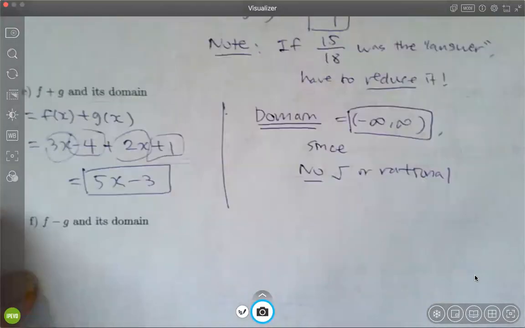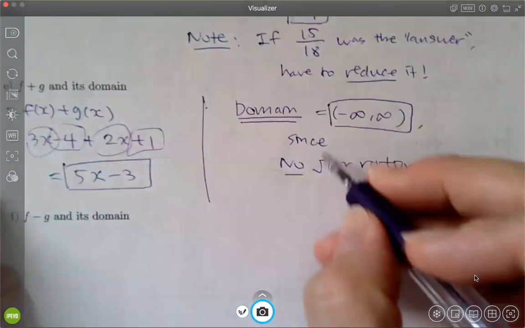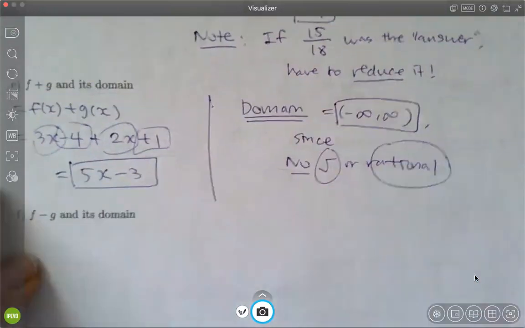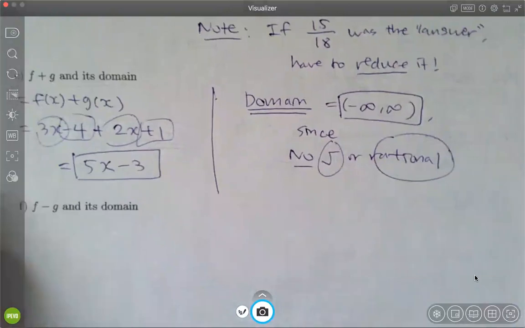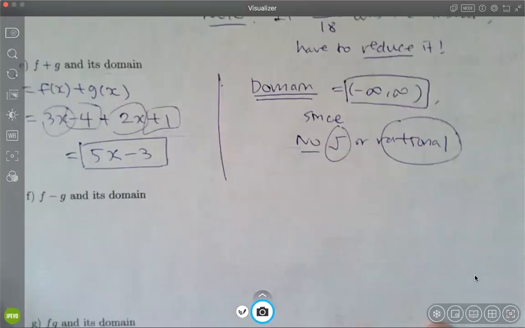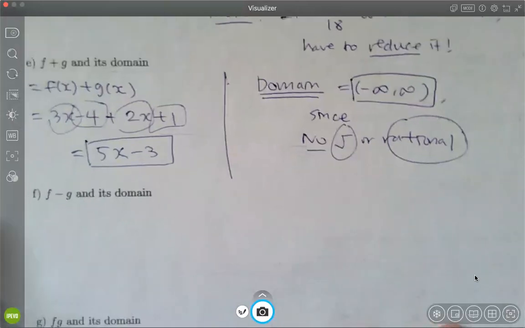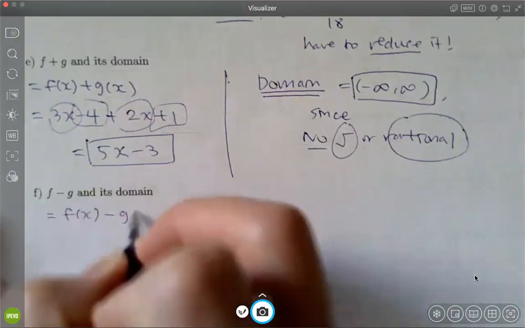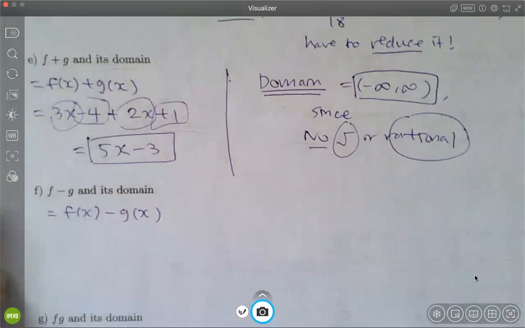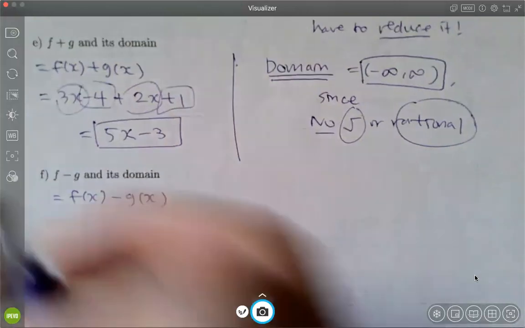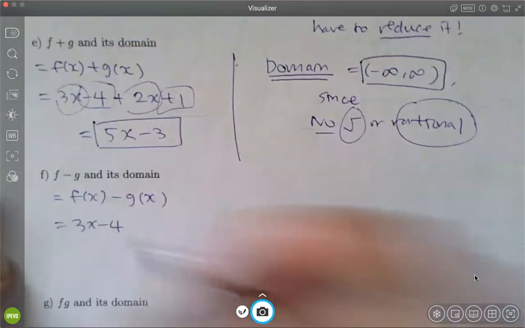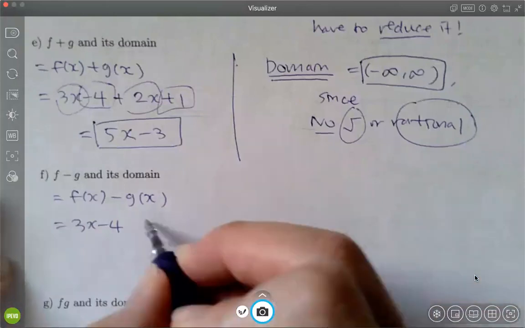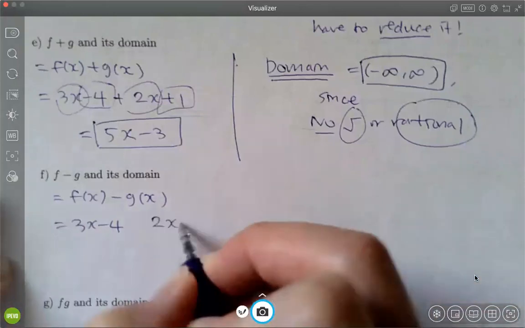So you always have to check for these two things. Whenever there's no square root or rational function, the domain will be everything. Now, f minus g. That means f of x minus g of x. Now f of x was 3x minus 4, and g of x was 2x plus 1, and then we subtract.